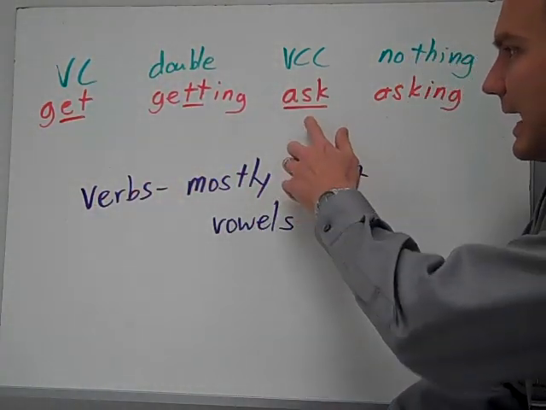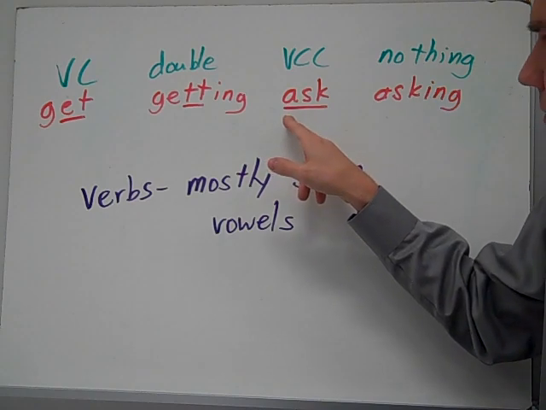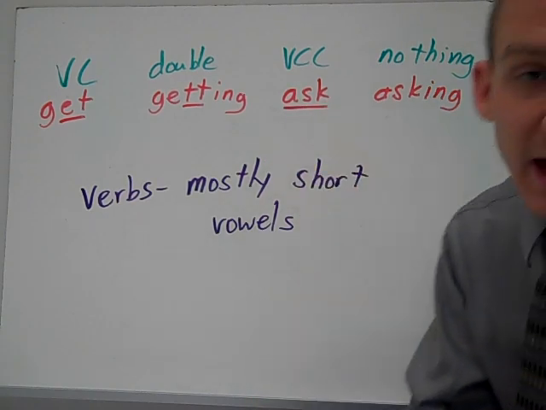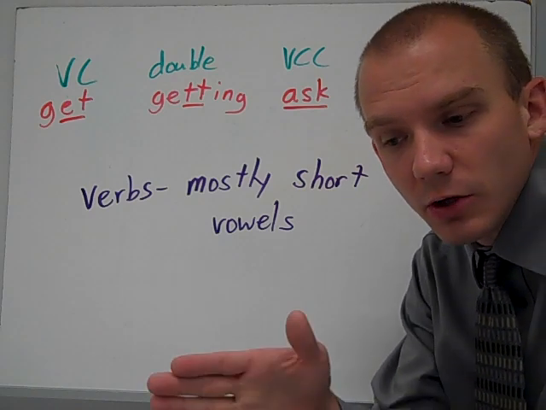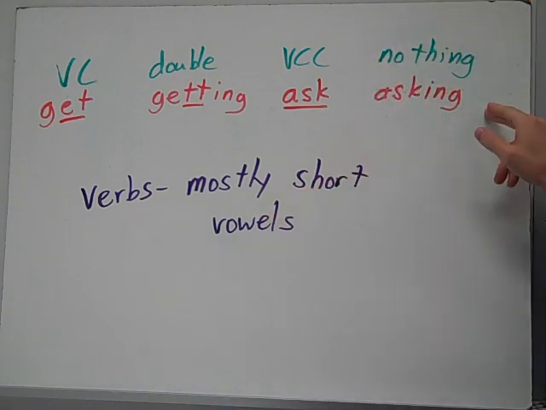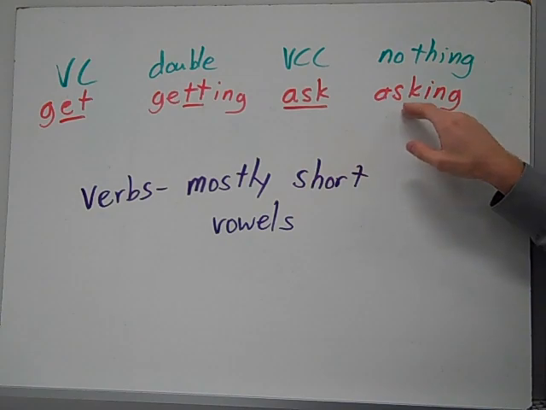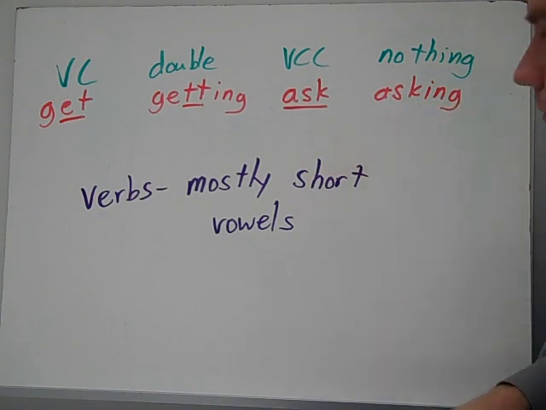But then words like ask, you have a short A sound here, but you have two consonants already after it. It's VCC. Since you already have two consonants, you can go ahead and just add the ing without doing anything. So just ask, asking.